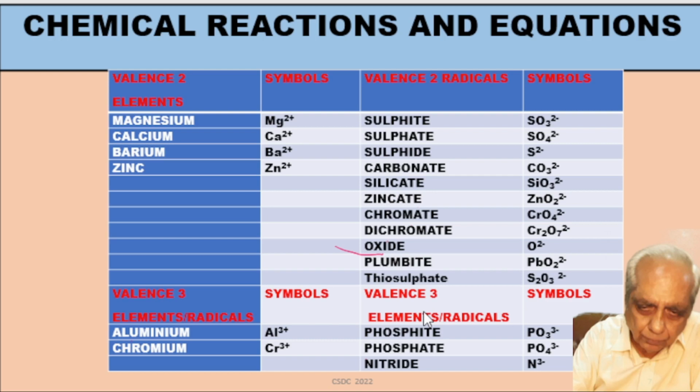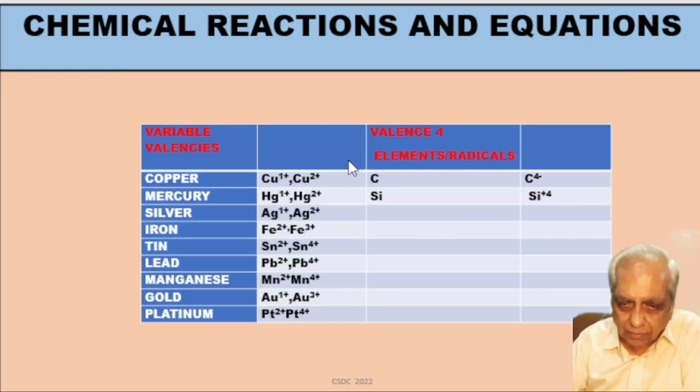So learn these valencies and the formulae of these radicals, and come next time so that it will become faster to understand balancing of equations. I hope you have understood this topic which I have explained. So revise it thoroughly, and learning valencies is very important because it will be required as long as you are studying chemistry.